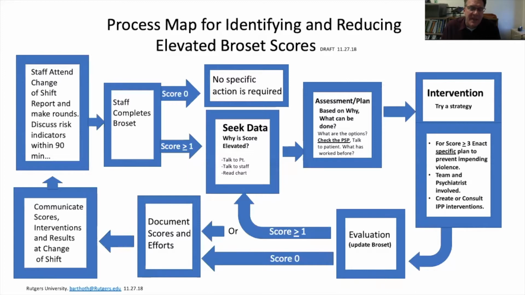So here, we're going to try something. It could be something from the PSP. It could be just talking to the person, which can be really helpful, encouraging them to pace or to use the Serenity Room or get involved in an activity. For scores greater than 3, there really needs to be even more attention to preventing violence because the risk is really high. And this is an occasion where we want to use the patient safety plan, but we also want to potentially contact the psychiatrist and the rest of the team to get some support in coming up with an appropriate intervention to prevent violence. And as always, you can create or consult the IPP interventions for suggestions.